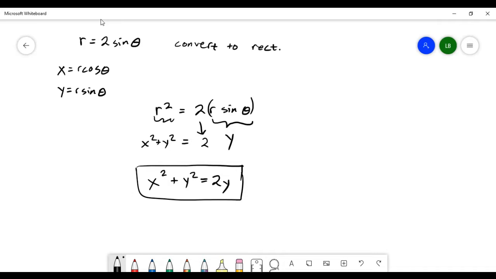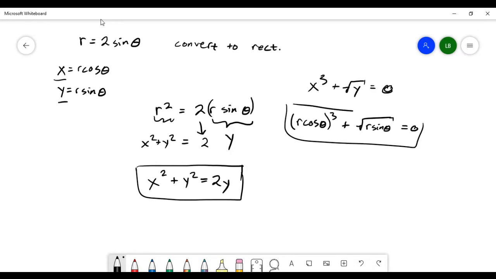Converting from rectangular into polar is usually easier than going from polar into rectangular because you have x and y in terms of r and theta already. So for example, if you come up with any kind of rectangular equation, you can always just replace your x's with r cosine theta and your y's with r sine theta. And then you're done. So that's pretty easy.